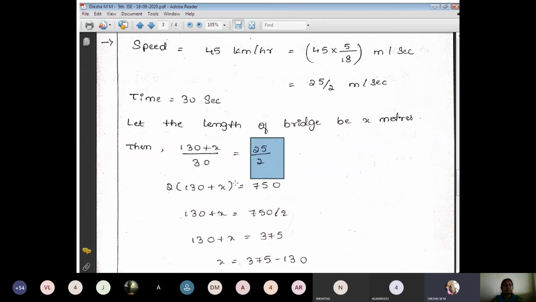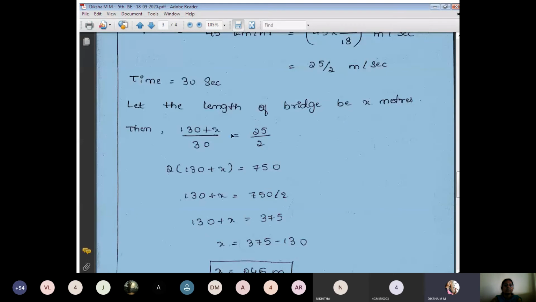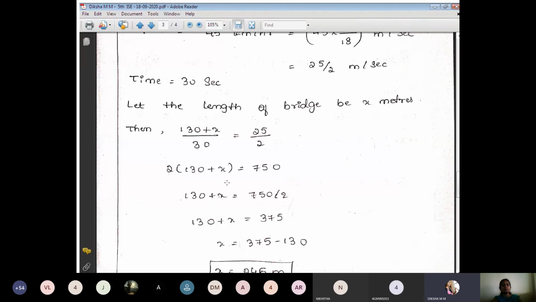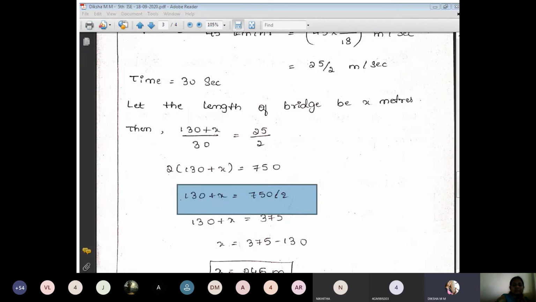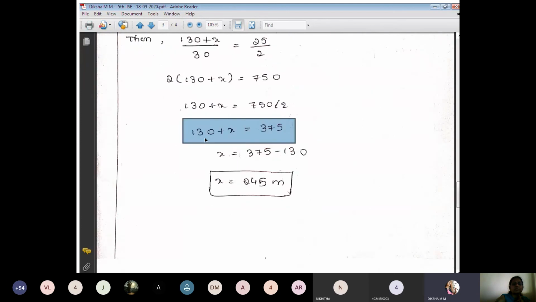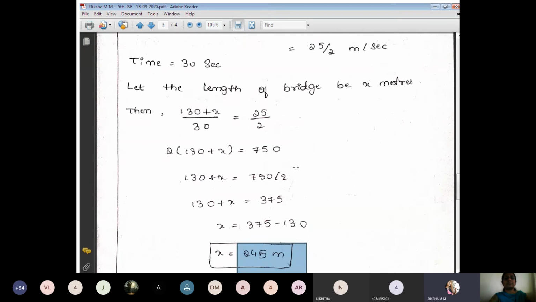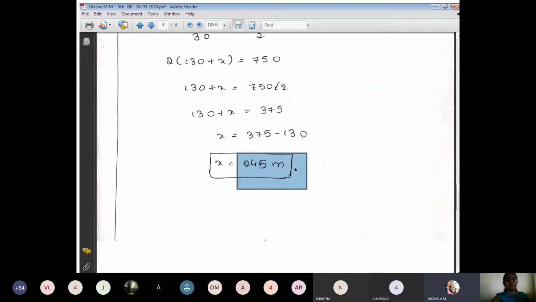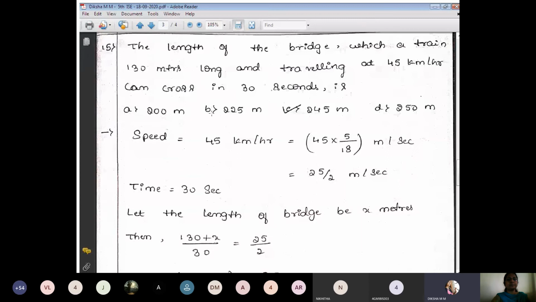We cross multiply: 2 into (130 plus x) is equal to 30 into 25, that is 750. So 130 plus x is equal to 750 divided by 2, that is 375. Plus 130 goes to that side, meaning minus 130. x is equal to 375 minus 130. So x is equal to 245 meters. The length of the bridge is 245 meters.